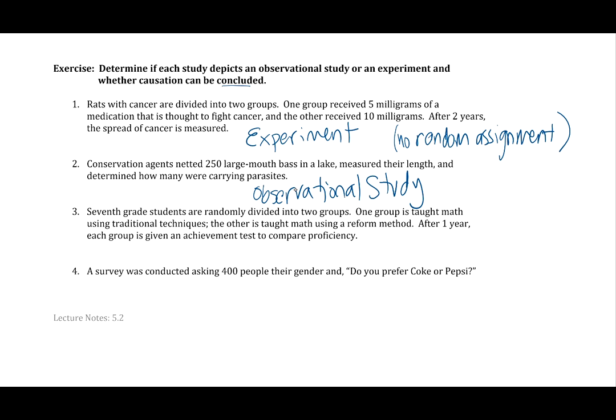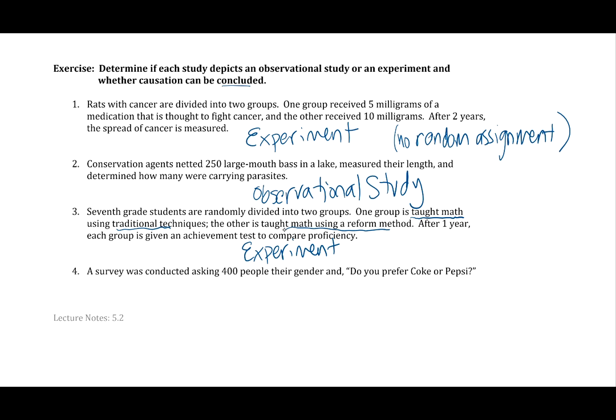Number 3 says 7th grade students are randomly divided into two groups. One group is taught math using traditional techniques. The other is taught math using a reform method. After 1 year, each group is given an achievement test to compare proficiency. So here we definitely have an experiment where we have a treatment applied, being taught math using traditional techniques or being taught math using some reform method of teaching. So we have an experiment here.